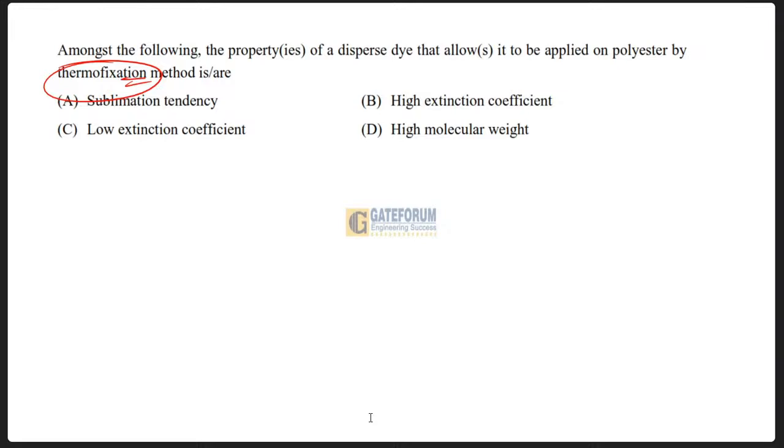Whatever the dyes, if they can sublime and then penetrate into the polyester fibers, especially when subjected to heat during this process, and the temperature range is 180 to 210 degrees Celsius. In this temperature range, if it has good sublimation properties, it can be fixed onto the fiber, and it would result in an effective dyeing process. So this is the complete answer. Option A is the correct option.